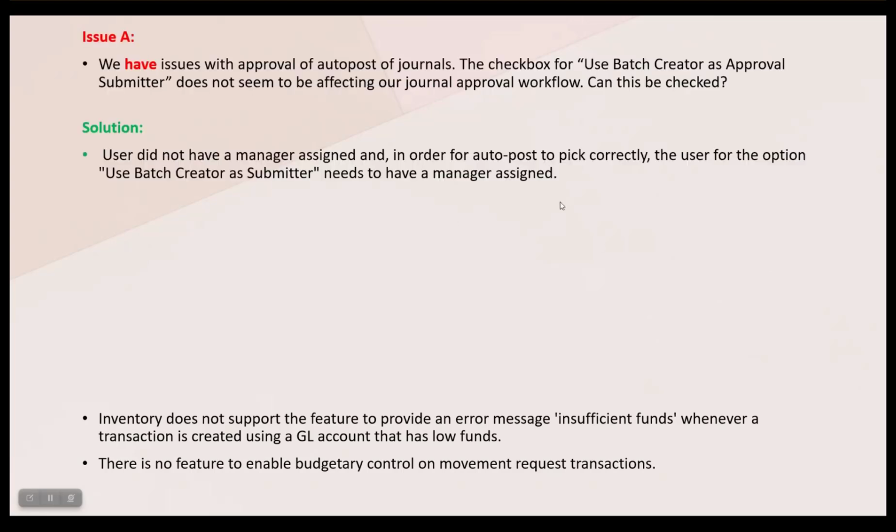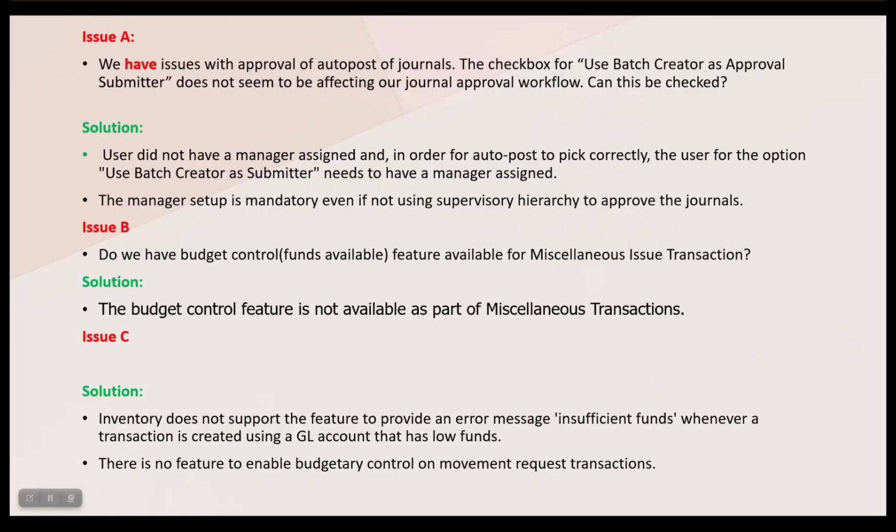Here we have an issue: the approval for autopost journals, the checkbox for use batch creator as approval submitter, doesn't seem to be affecting our journal approval workflow. Can this be checked? The user didn't have a manager assigned, and in order to autopost correctly, the user for the option use batch creator as submitter needs to have what? A manager assigned. So the manager setup is mandatory even if not using supervisory hierarchy to approve the journals.